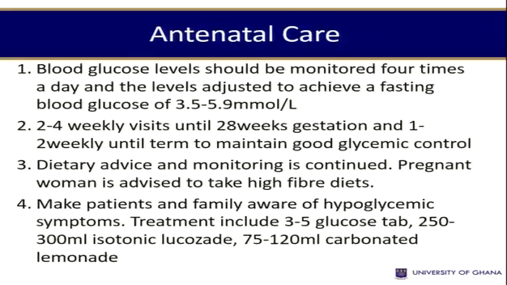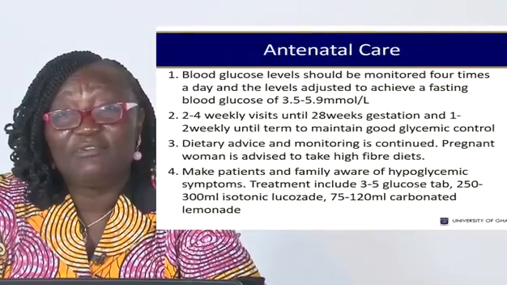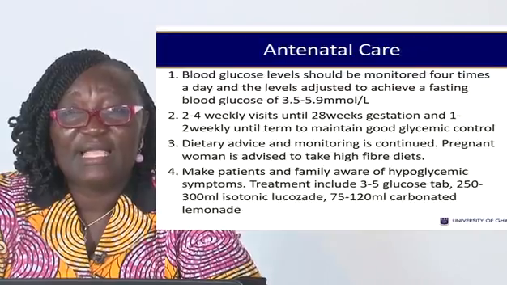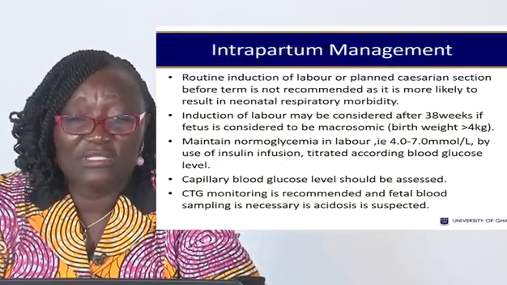Dietary advice and monitoring is continued, and the pregnant woman is advised to take high fiber diets. Make patient and family aware of hypoglycemic symptoms so that she can report if they occur. And then treatment includes 3 to 5 glucose tablets or 250 to 300 ml isotonic glucosate or 75 to 120 ml carbonated lemonade. So depending on the level of glucose that was found in the blood, adjustments are made accordingly.